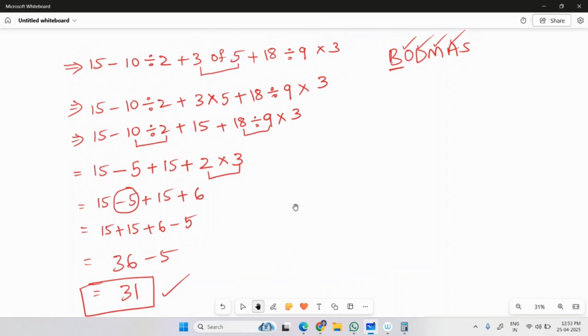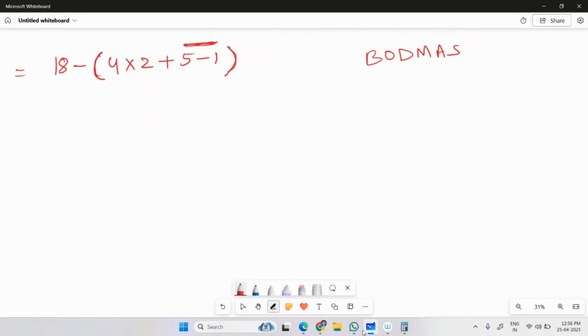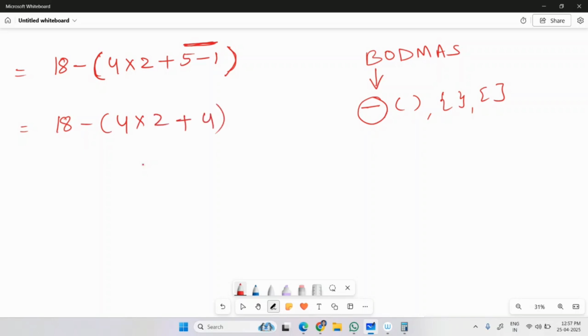Now, let's solve a numerical expression using brackets. Let's solve this expression with brackets: 18 minus 4 times 2 plus the bar over 5 minus 1. We know that brackets are of four types: bar, parenthesis, curly brackets, and square brackets. The first order is for the bar. So we simplify the bar first and then the closed brackets. 5 minus 1 is 4.